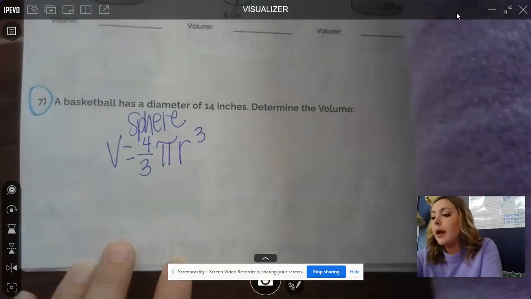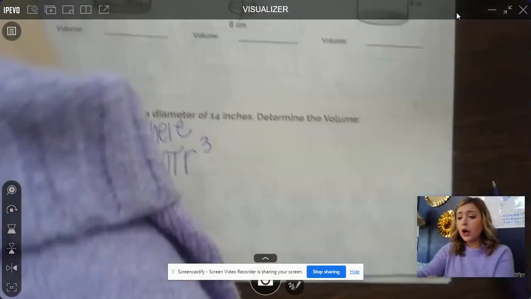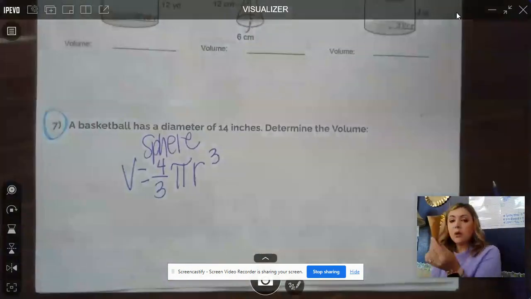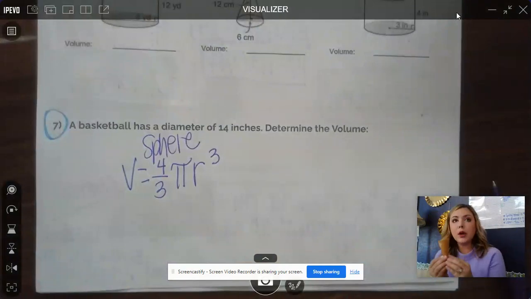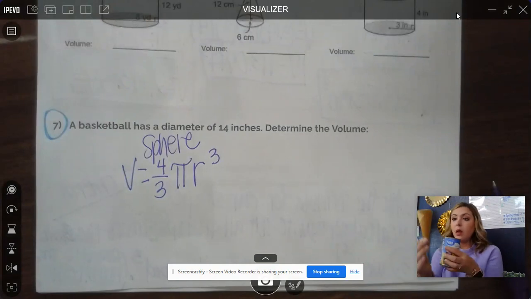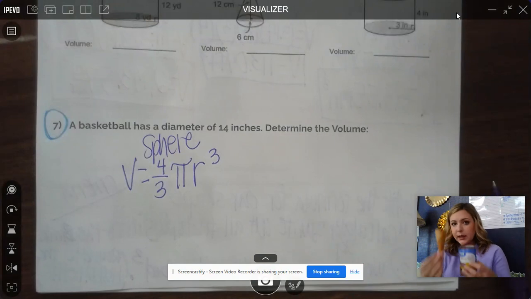So I want you to think about how for a cone, your volume only has 1/3. Multiplying anything by 1/3 is going to make it smaller. And we just talked about how this shape is about 1/3 of this shape. So we literally split it by 3, and that's how we're getting the smaller volume for the cone.